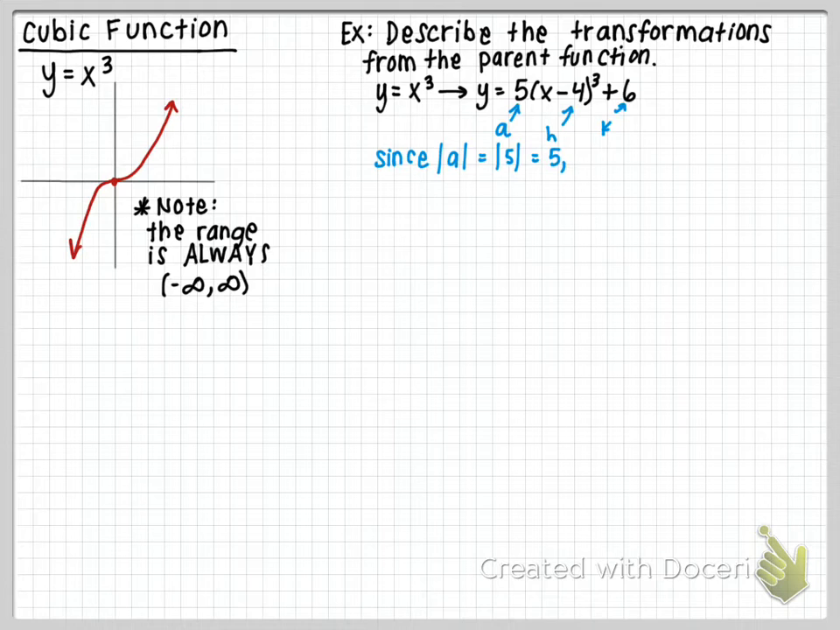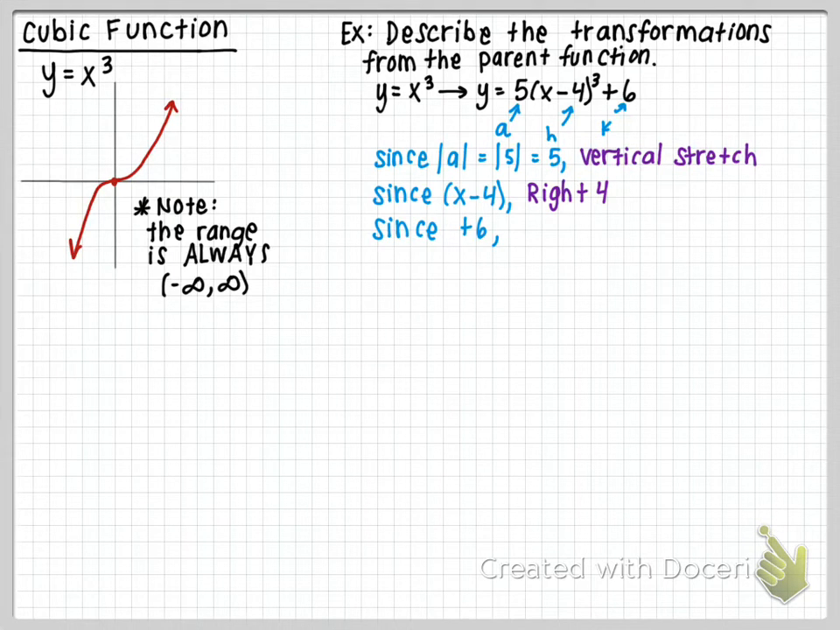That means it's 5. What does that mean when you have a positive 5? Vertical stretch or vertical compression? It's a vertical stretch, right? Same rules. Since it's x minus 4, are we moving left 4 or moving right 4? Right 4, okay? Plus 6, are we moving up 6 or are we moving down 6? We're moving up 6. So it's exactly the same.